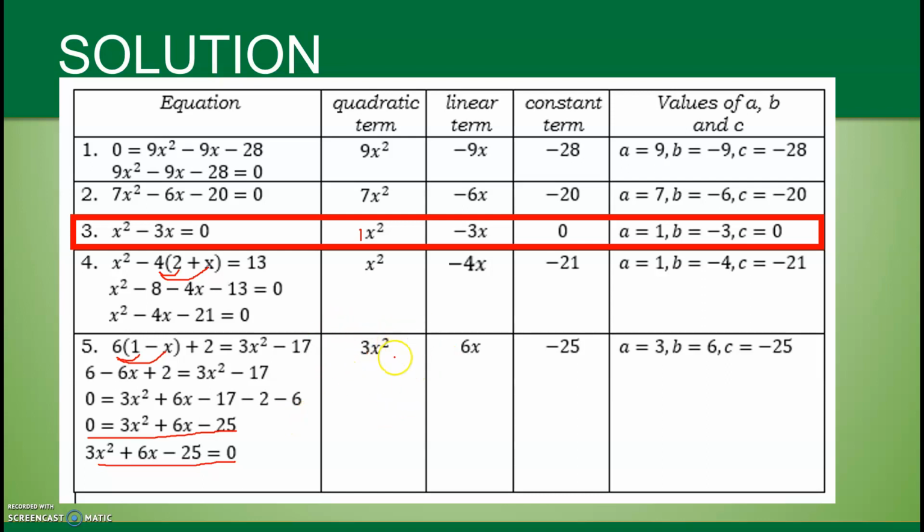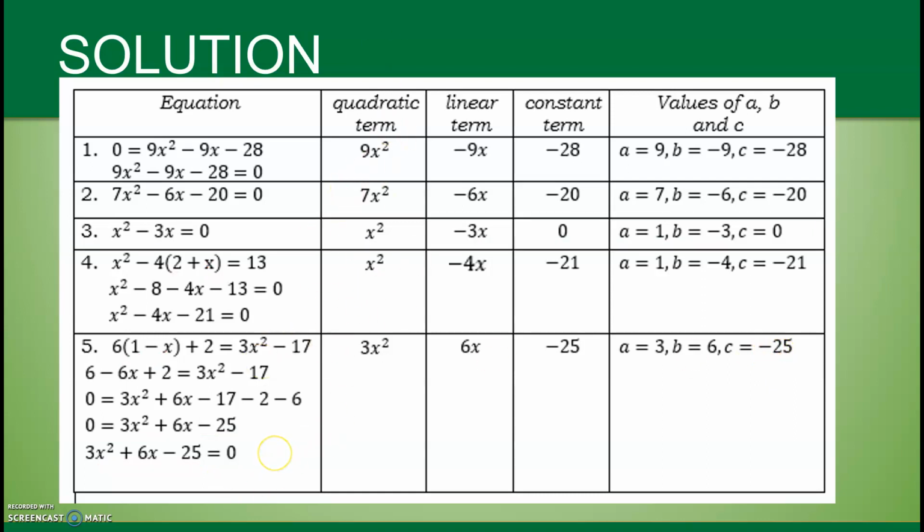So the quadratic term is 3x squared, and then the linear term is 6x. Constant is negative 25. Then a is equal to 3, b is equal to 6, c is negative 25. So always think that quadratic terms must be positive, right?